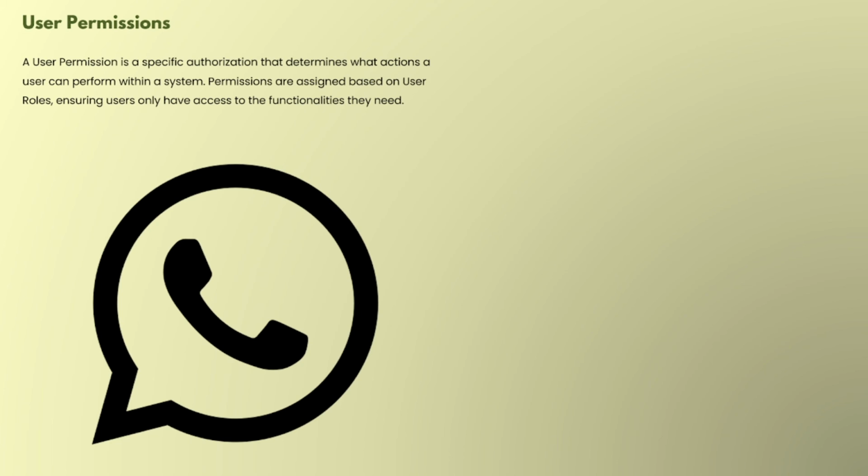Whereas on the other hand, a regular member can only send messages, read other messages, and maybe change their own profile picture, but they can't remove anyone or change the group settings. So this is exactly how user permissions work in the system. The role, like admin or member, decides what permissions each person has and what they can or can't do inside the system.